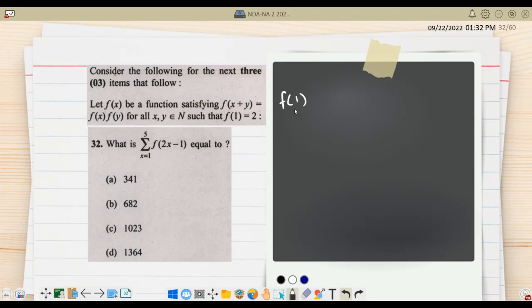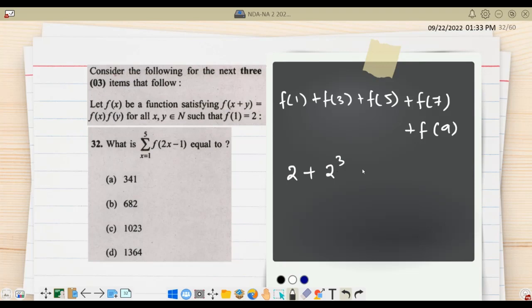And then if you apply 2, 4 minus 1, 3, f of 3, f of 5, f of 7, and then if you apply 5, it's going to be 9. So until this. So f of 1 is 2, we know that. f of 3 is 2 power 3, f of 5 is 2 power 5, f of 7 is 2 power 7, f of 9 is 2 power 9.